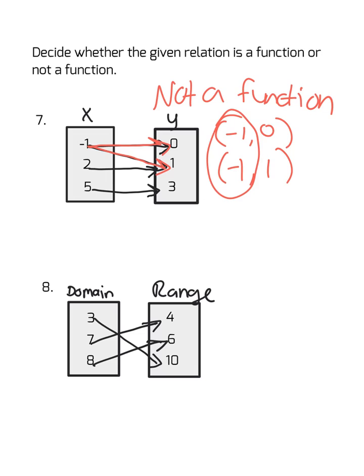Okay, so let's look at number 8. We have our domain, or our x values on our left, our range or our y on our right, sorry. And so I'm going to check my arrows. This 3, I go 3 to 10, 7 to 4, 8 to 6. So there's no repeating x values. Every element of the domain has exactly one y. And so that makes it a function.